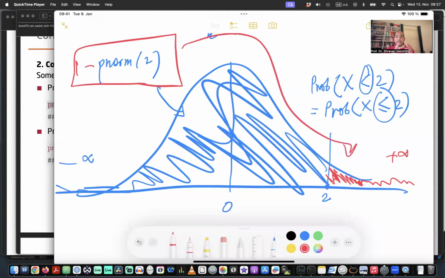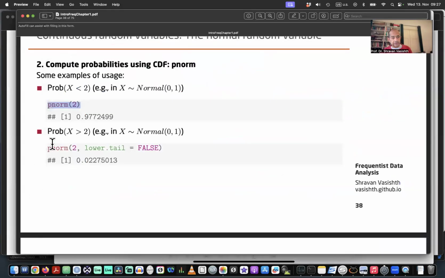And the reason for that is that the total area under the curve has to sum to 1 in a proper probability density function, right? That has to be true because the x-axis values represent all the possible values that you can observe, the support of X, and the probability of observing any of the possible values has to sum up to 1. So that's why we can use this method. And the other method that you can use for calculating the probability of 2 or something larger than 2 is to set lower.tail to FALSE.